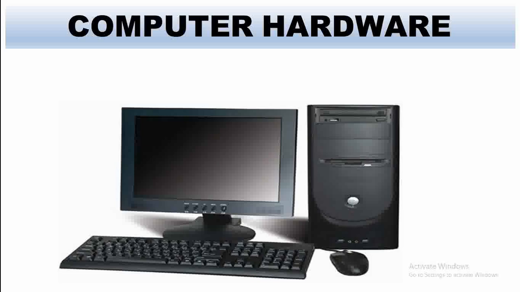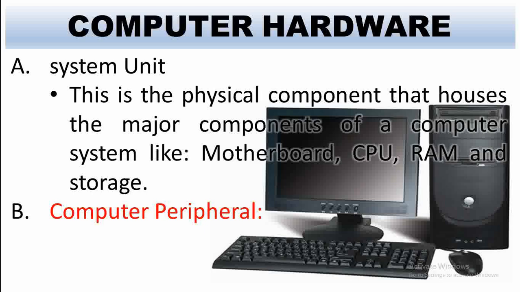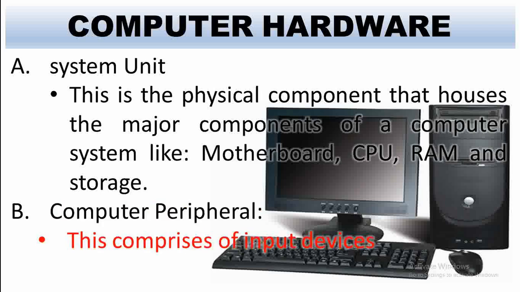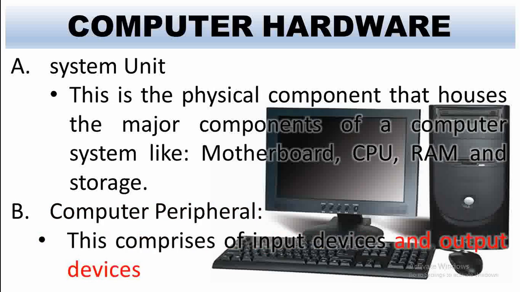So let's look at it. This is the complete set of a computer system. We have the monitor, the keyboard, the mouse, and the system unit. The system unit is what we see here, which means every other part of that computer comes under what we call the peripheral. So computer peripheral comprises the input devices and output devices, which means all these other components I mentioned serve as either input device or output device to the computer.